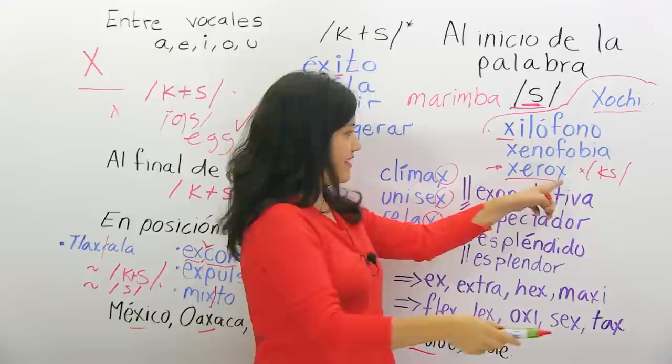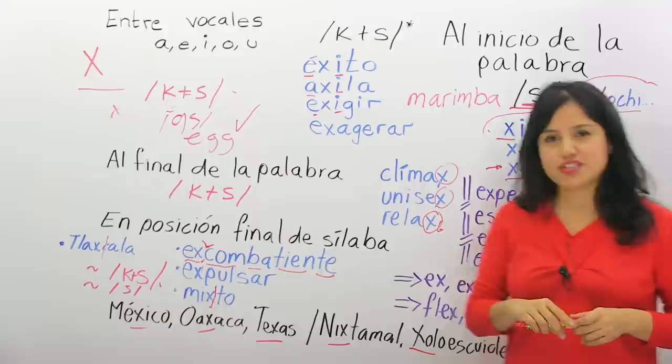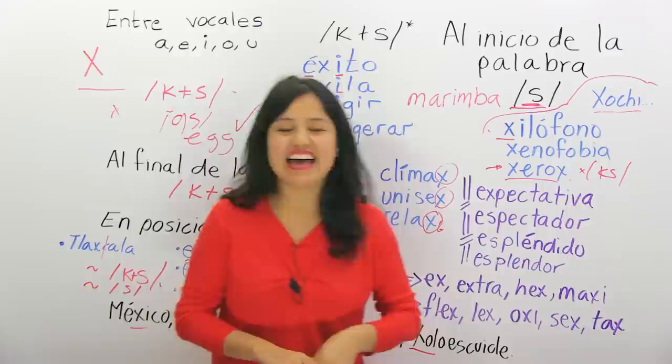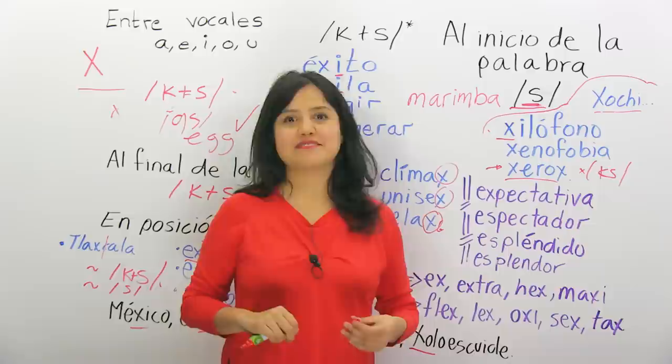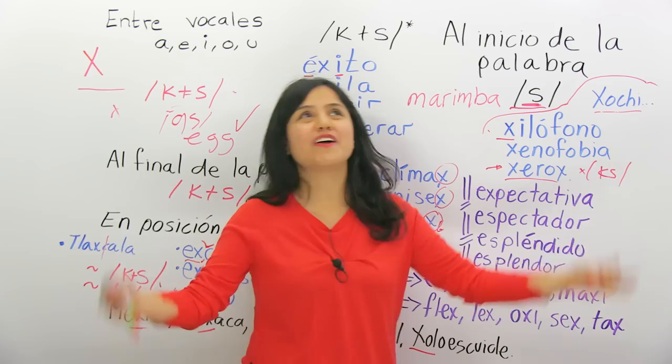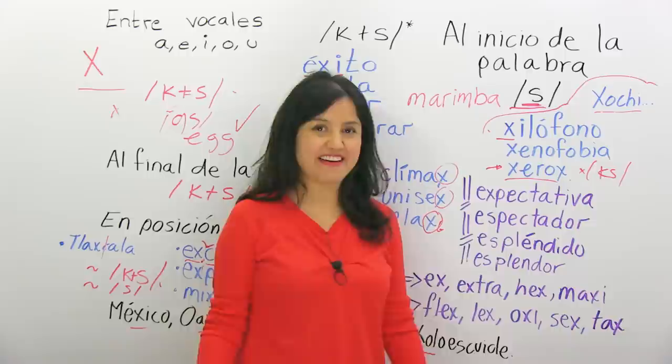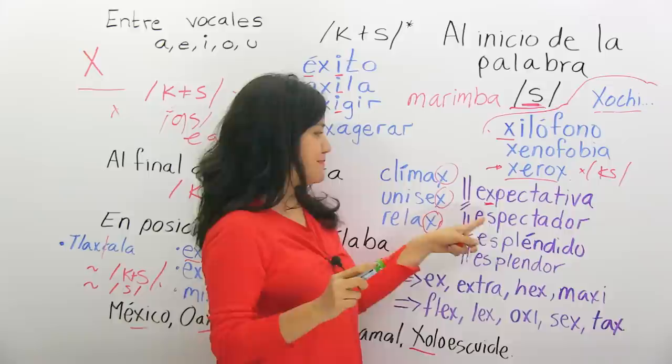Ahora, vamos a ver. Don't think that this world is so easy. It gets complicated. And why? Well, first, I'm going to tell you, there are some exceptions. But even though they are exceptions, they make sense. Oh yeah, they make sense. Por ejemplo, expectativa. Oh, tengo grandes expectativas en mi vida. I have great expectations in my life. Expectativa se escribe con X, pero espectador se escribe con S.